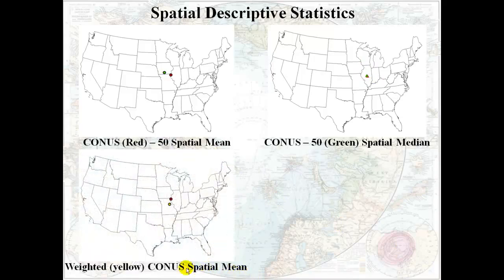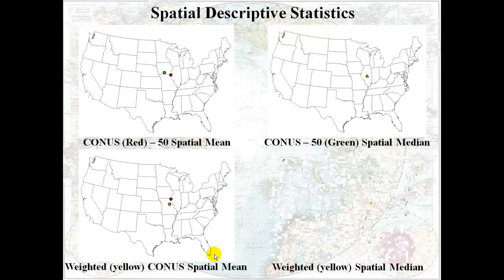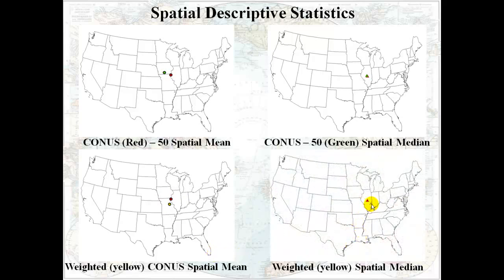Okay? Here we have the weighted mean, and the weighted mean is going to take into account the populations of the states. Okay? So the CONUS mean versus the weighted mean, and the weighted is in the yellow. So there's more population in the southern part of the country, and so that pulls the weighted mean away from the spatial mean. If we look at the median, you can see that the median gets kind of pulled in a different direction because of the higher population in this part of the country as opposed to just averages over here.